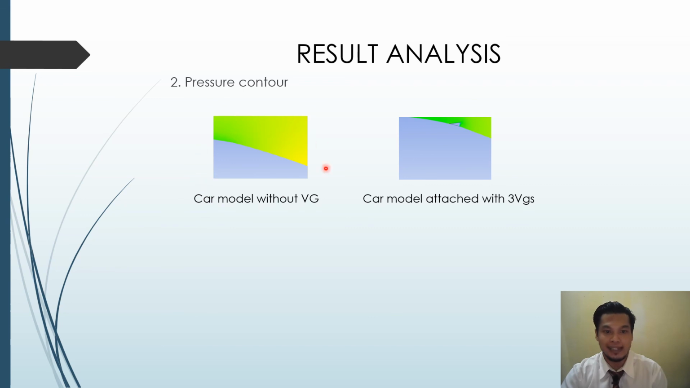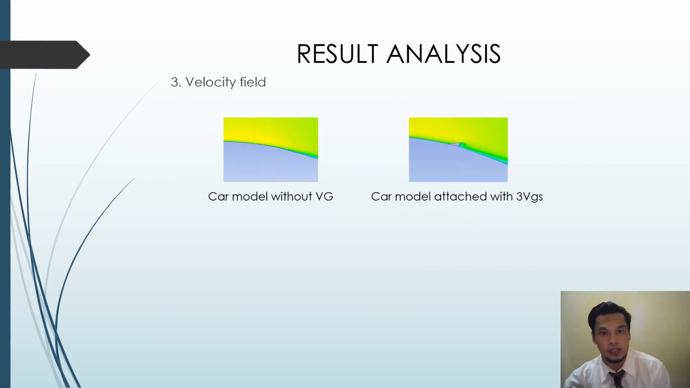The second one is the pressure contour. As we can see here, the car model without VG has quite high pressure around the rear end of the roof when compared to the car model attached with 3 vortex generators. The third result that can be analyzed from the simulation is the velocity field. As we can see here, the car model without VG has quite a high velocity field compared to the car model attached with 3 vortex generators.